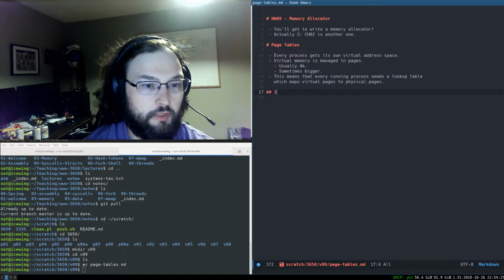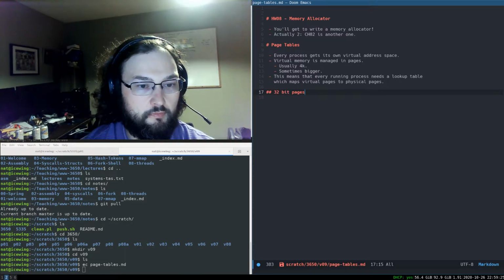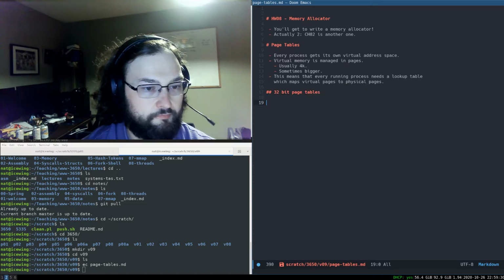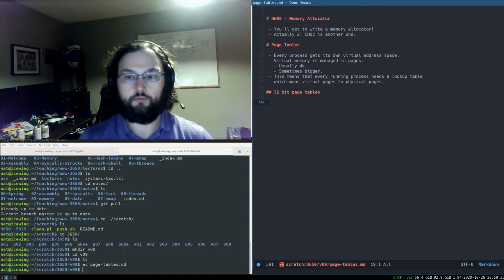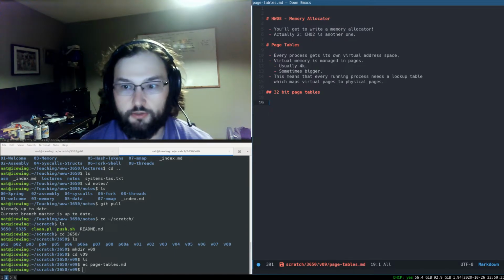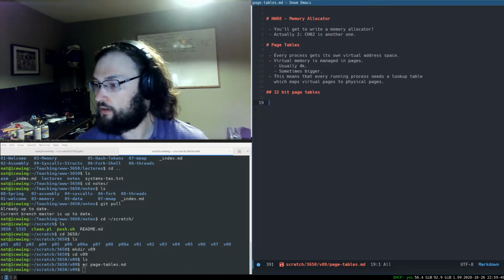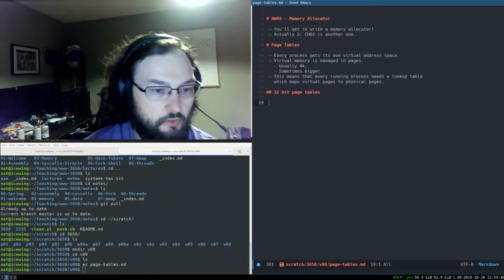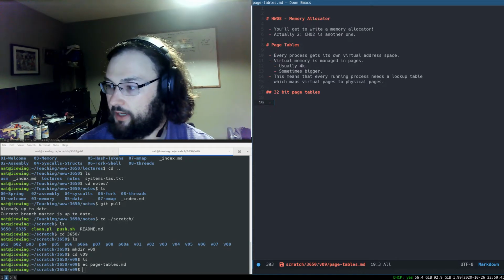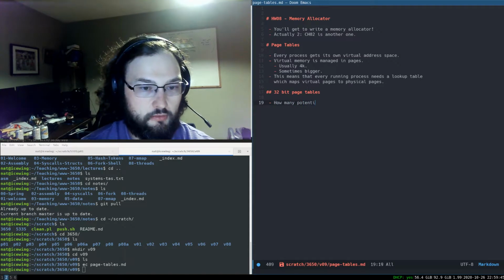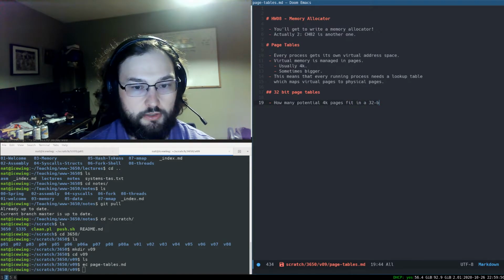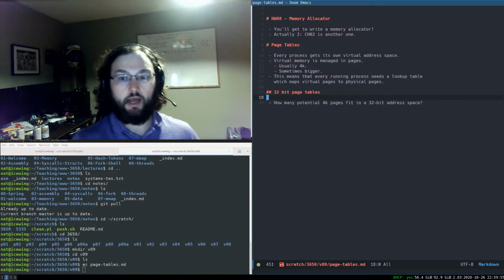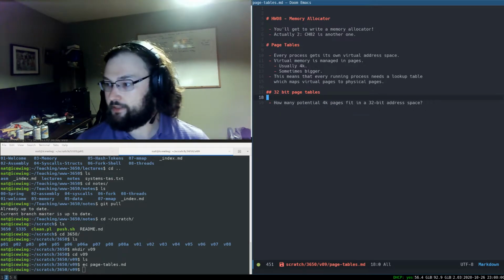So with 32-bit page tables, this is talking about systems like the Intel 386, or if you went and got a Pentium 4 back in 2003. So we've got some questions that we can look at. How many potential 4K pages fit in a 32-bit address space? Now, that's a question that you should be able to answer, so go ahead and pause and think about that for a second. How many is it?